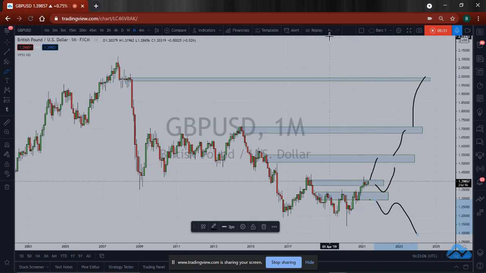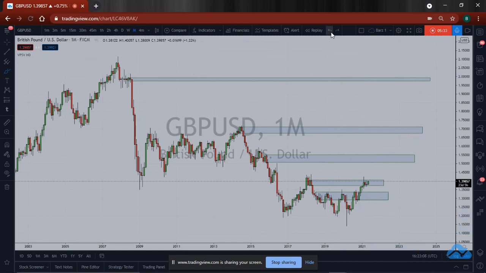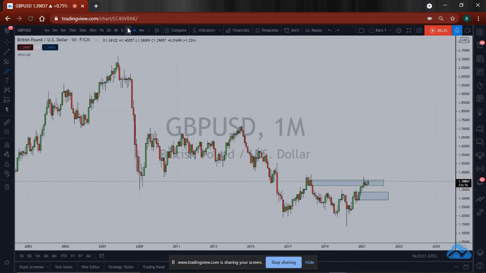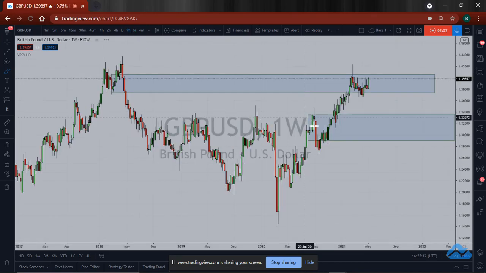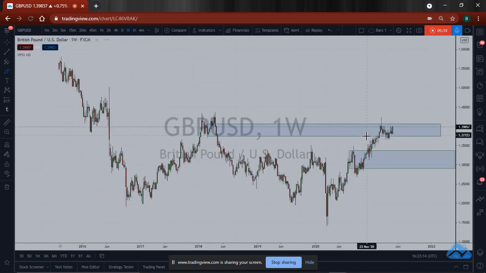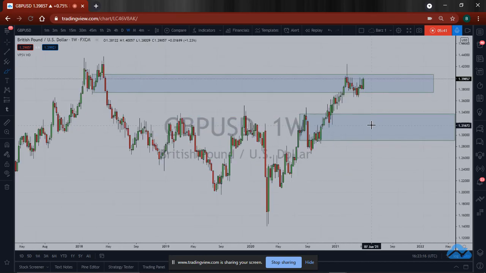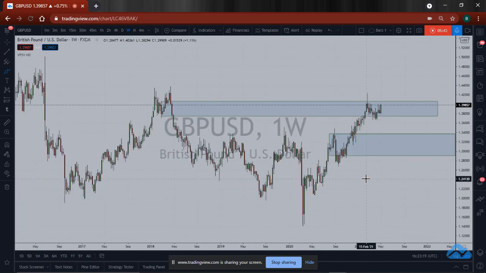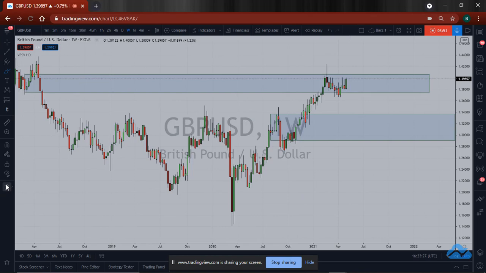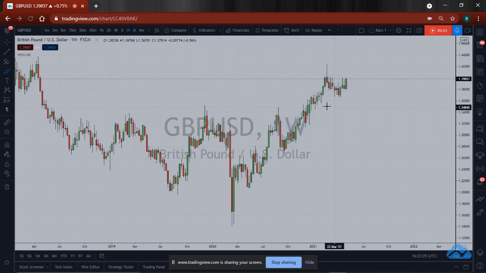So far, this is the scenario that we have on the monthly. So let's go over to the weekly time frame. So on the weekly time frame, what price action can we see? So keeping in mind the areas that we identified on the monthly time frame, we can see how price is acting in the weekly time frame.